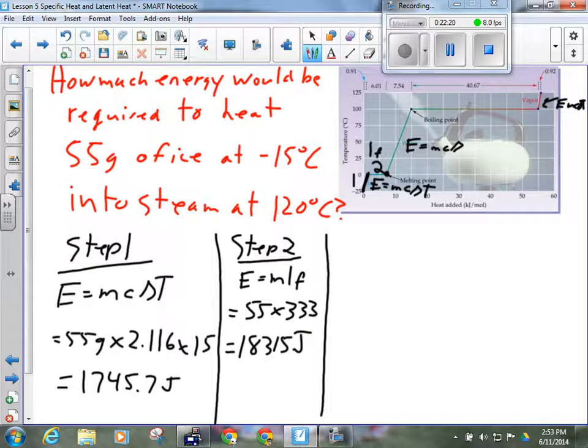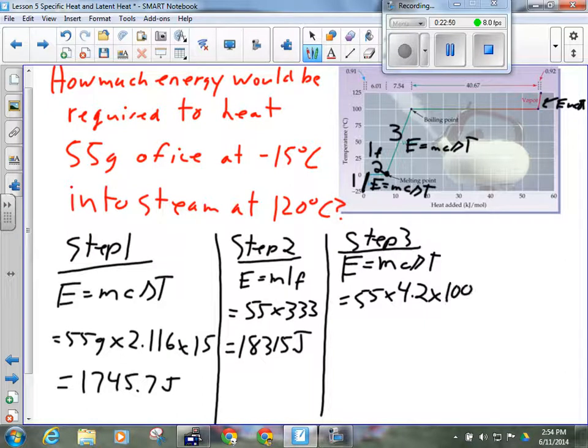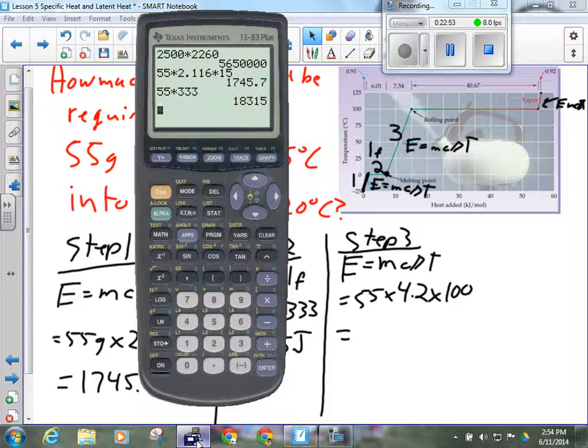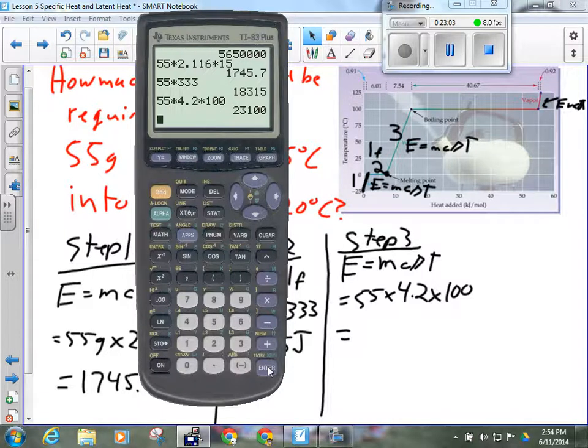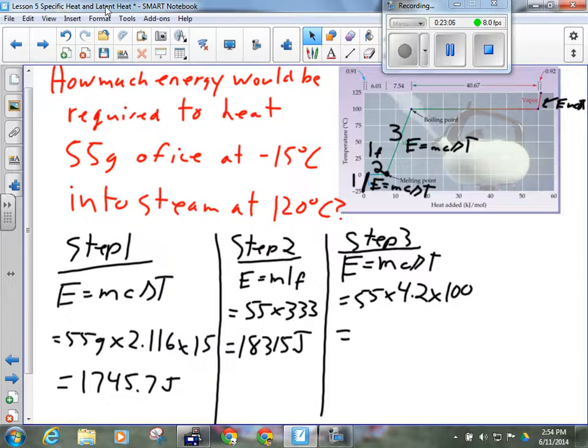All right? So, now I'm going to figure out for step 3, okay, how much energy is required to heat the water from 0 to 100. Right, it's only water between 0 and 100. All right, so mc delta T. All right, 55 grams. I haven't changed the amount of water I have. Okay, times now the specific heat capacity of water, 4.2, times the change in temperature, 100 degrees Celsius. All right, so we've got now 23,100 joules.